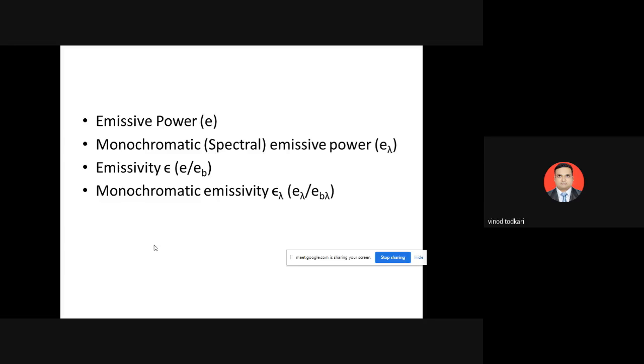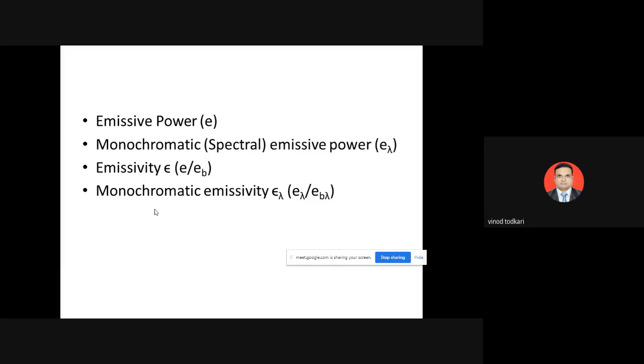Now, emissive power is denoted by small e. Monochromatic emissive power or spectral emissive power is denoted by e lambda. I think it is clear to you. Emissive power as well as monochromatic emissive power. Okay. So the next definition is emissivity.